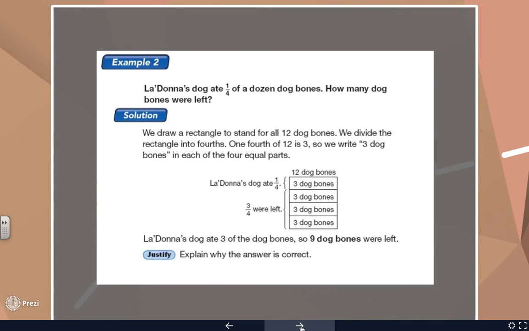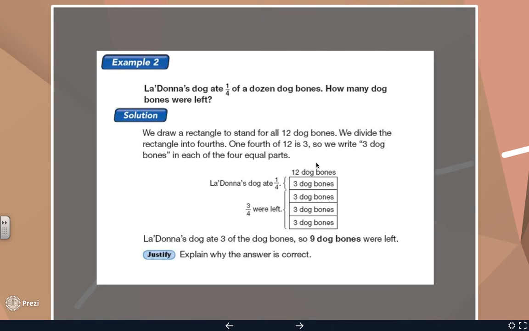Now, example number 2, LaDonna's dog ate 1/4 of a dozen dog bones. How many dog bones were left? So the same thing, we're going to draw a rectangle to stand for all 12 dog bones. And then you're going to divide 12 dog bones by 4, okay? So we have 12 divided by 4, which is 3, and we have this box divided into 4, and we're going to put 3 bones in each, right? And when we add all the bones, we should have 12.